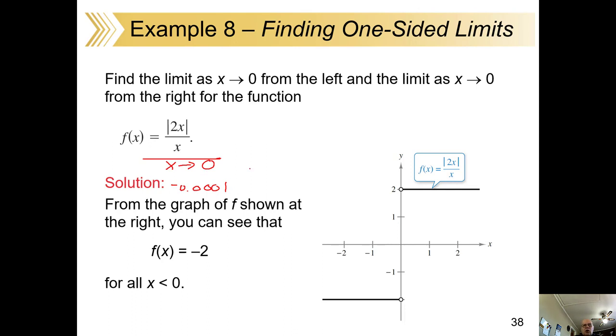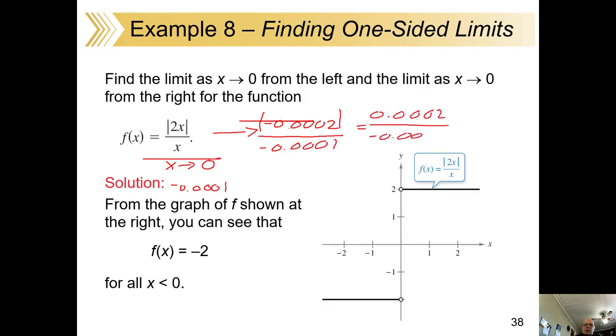What do I get? When I look at this, if I'm finding the limit of that from the left, what do I get? I'll have -0.0002, and I'm taking the absolute value. On the bottom, I've just got x, which is -0.0001. The top, we're going to take the opposite of that one, 0.0002. Looking at those, positive divided by negative, negative, and this gives you a -2. That's from the left.